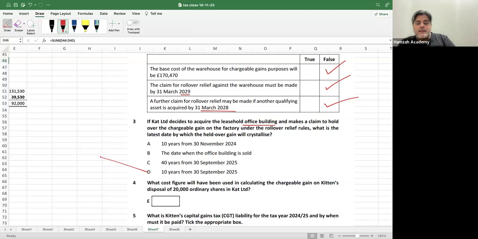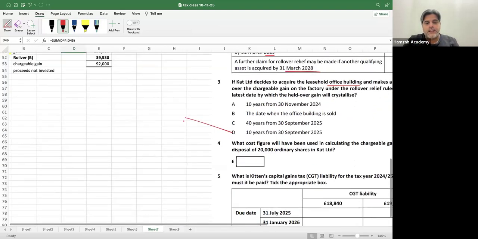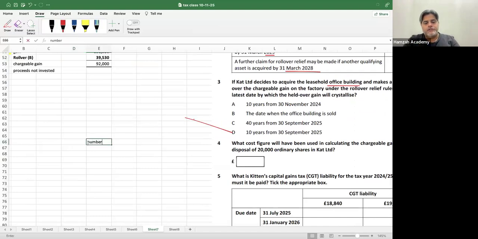And then it's asking what cost figure will have been used in calculating the chargeable gain on Kitten's disposal of 20,000 shares. So the cost figure is what you have to find for the 20,000 shares that we have disposed of. Now, this is simple, that we have already done in the previous questions as well. So I'm just going to follow that lead. And that is you are going to have the number of shares and then you will have their respective cost as well.